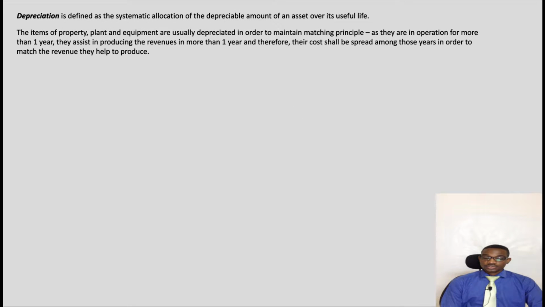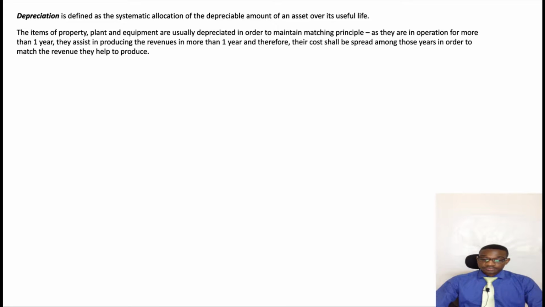So the items of property, plant, and equipment are usually depreciated in order to maintain the matching principle, as they are in operation for more than 1 year. They assist in producing revenue in more than 1 year, and therefore this cost shall be split among those years in order to match the revenue they helped to produce.